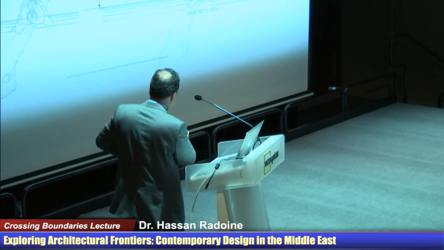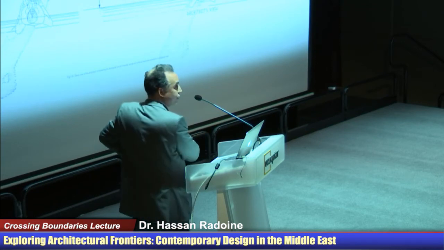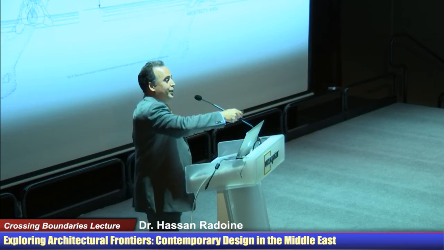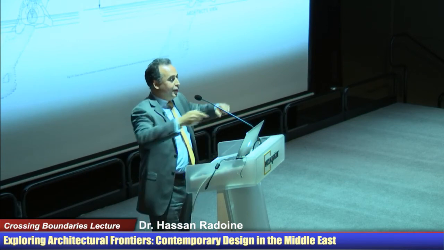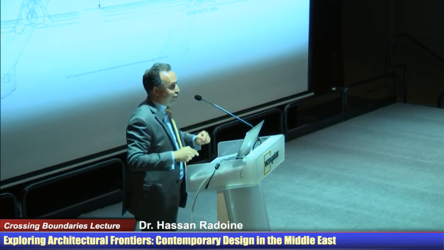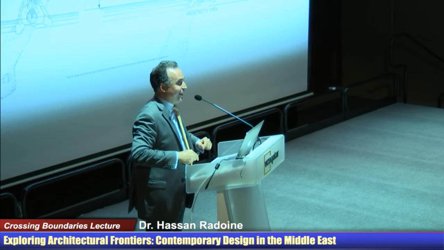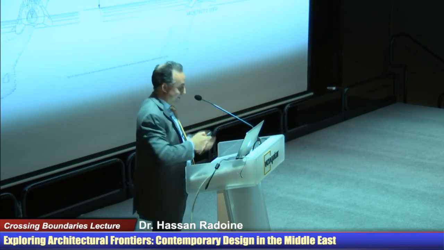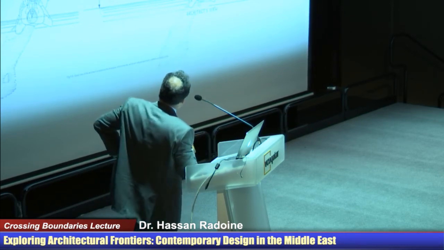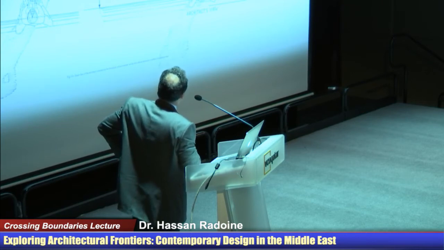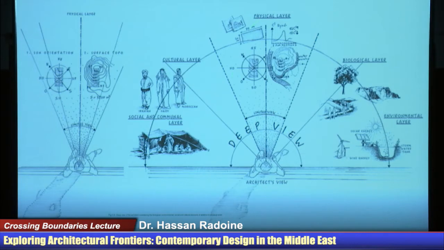And then, of course, what we focus on is sun orientation. You see all the architects, the first thing they put is the sun, and they put the limits of the site, and then the concept, and then the building. And the whole spectrum is missed. Of course, what the architect is dealing with now is just the physical layer, whereas there is the cultural layer, the social and communal layer, the biological layer, the environmental layer.